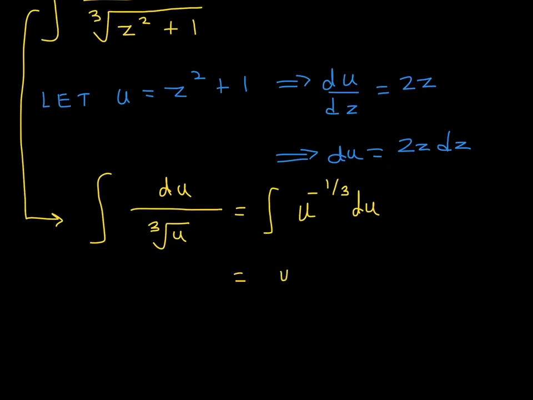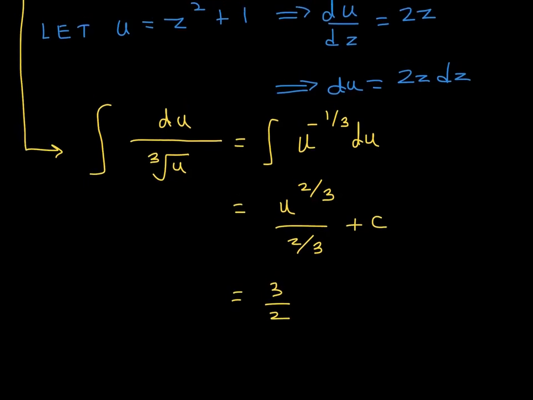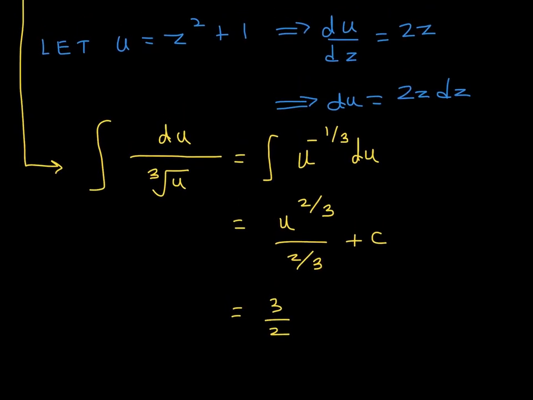So then this is equal to u to the 2/3 divided by 2/3 plus c. I'm going to back substitute and divide by 2/3 at the same time. So then this is 3/2 times, and then we let u be z squared plus 1, right? It's right up there. So then I'm going to replace u with z squared plus 1, and that's being raised to the power of 2/3. All right, that's our answer.